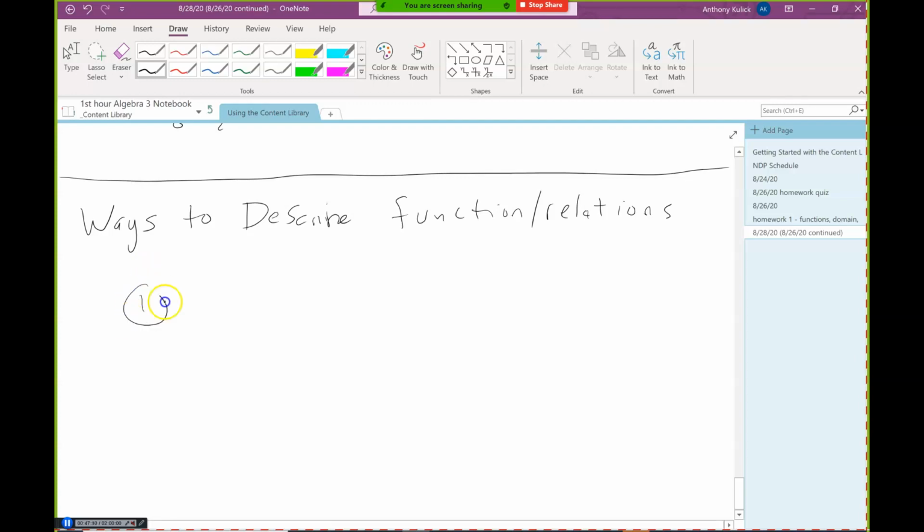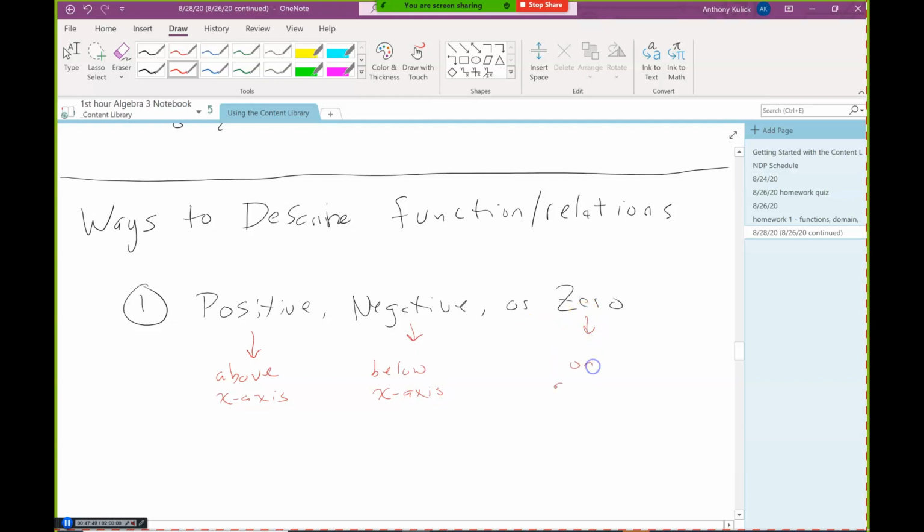So we're going to talk about two of those ways here. The first way is where the function is positive, negative, or 0. So we say a function is positive when it's above the x-axis. We say it's negative when it's below the x-axis. And we say it's 0 when it's on the x-axis.